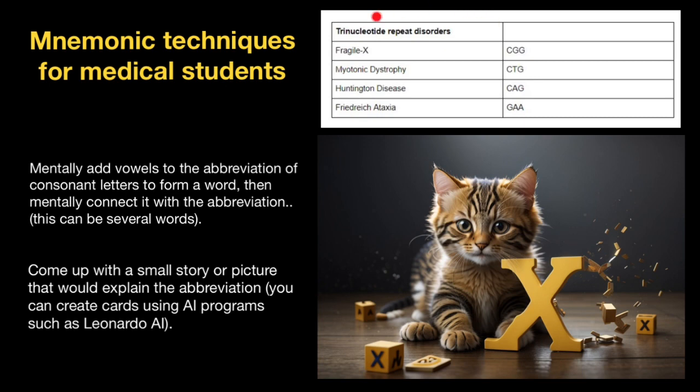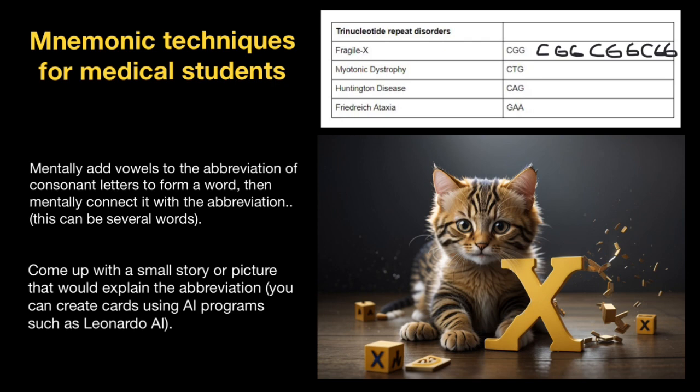For example, imagine that you have to memorize trinucleotide repeat disorders, and here is the list of names, and here are the trinucleotides which, when repeated over a certain number of times, would cause a genetic disorder. For example, Fragile X syndrome is caused by repetition of the trinucleotide CGG over and over again. So in the norm, it is repeated up to 40 times and doesn't cause any disease. But if it is repeated more than 40 times, then you get Fragile X syndrome.